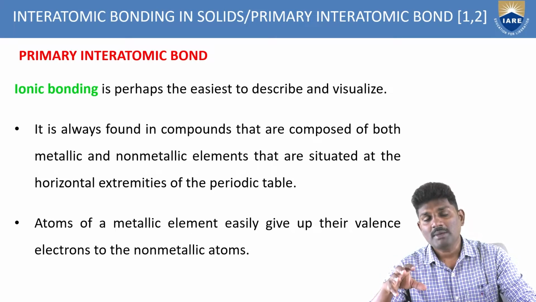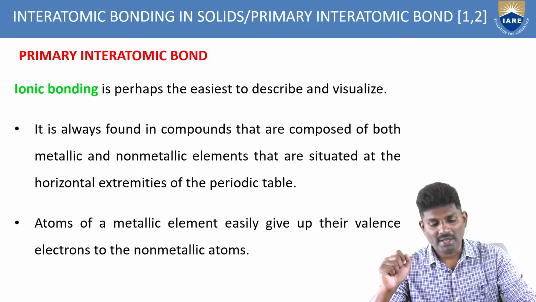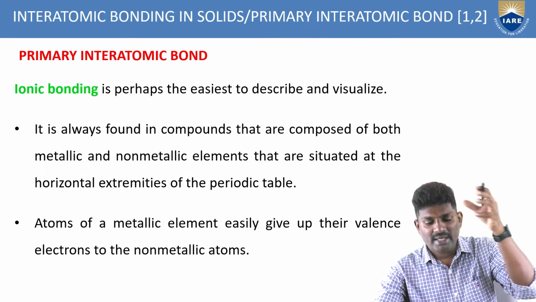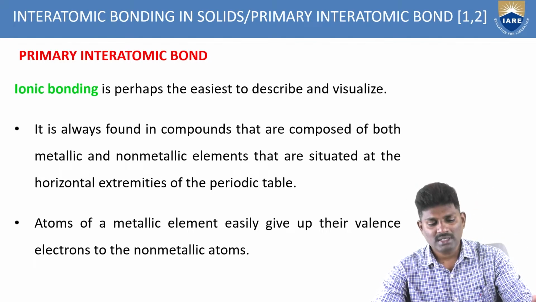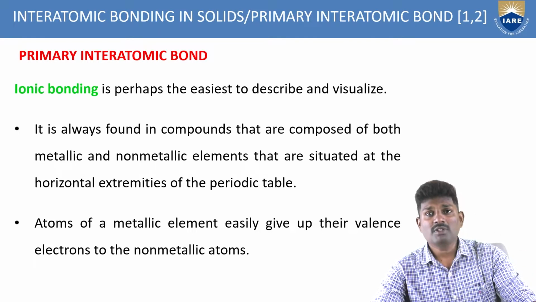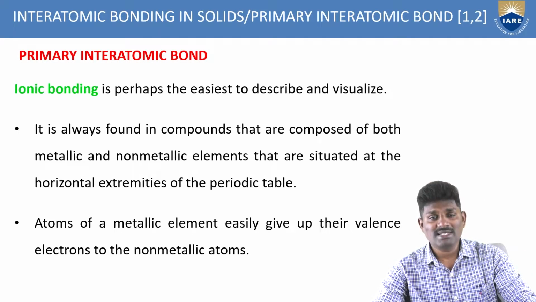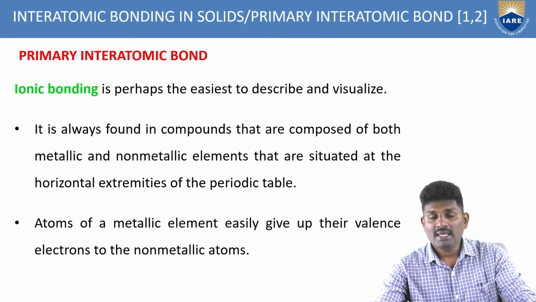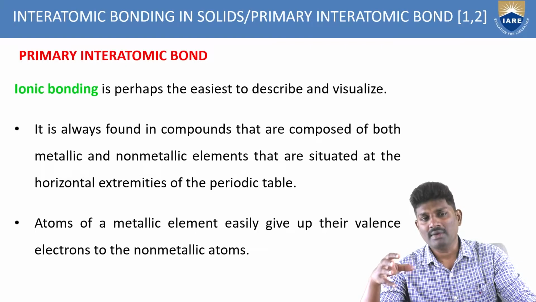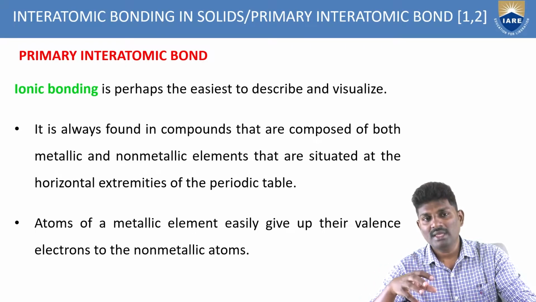In this type of things, we can find the ionic bond, and this we can easily find out from the extremities, the right extremities of the horizontal in the periodic table. And atoms of metallic elements easily give up their valence electrons to the non-metallic atoms. So what are the things we are seeing? The compounds which exist between the metallic as well as non-metallic are called the ionic compounds, that is the ionic bonding, and these things will share the electrons.